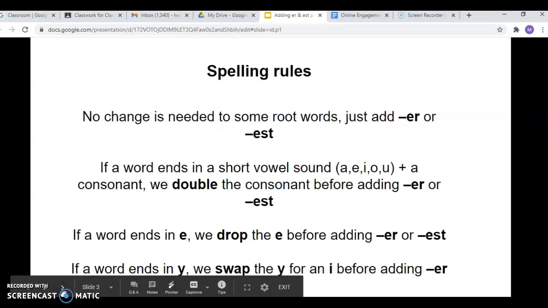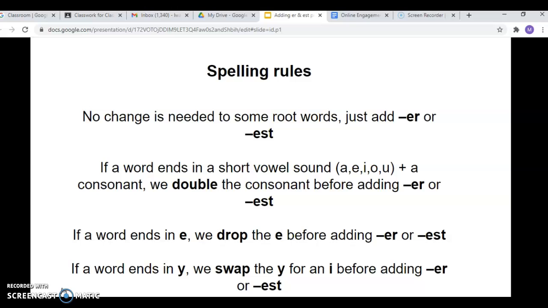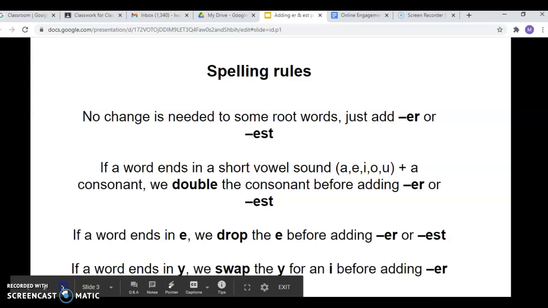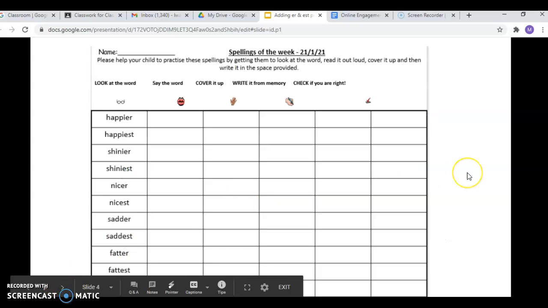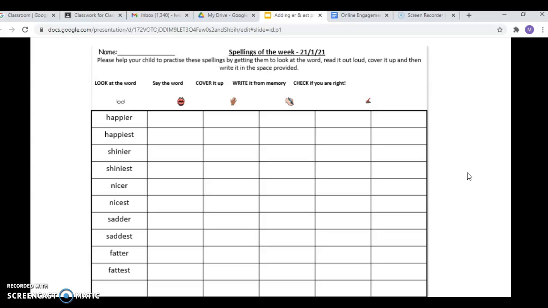Here are the rules again. So here's just a reminder of what the rules are, okay? So you can have a read of those. Again, I'll save this PowerPoint and you can always come back to it, okay? And now what I'd like you to do today for your activity is to practice your spelling. So here is a list of your spellings, okay?